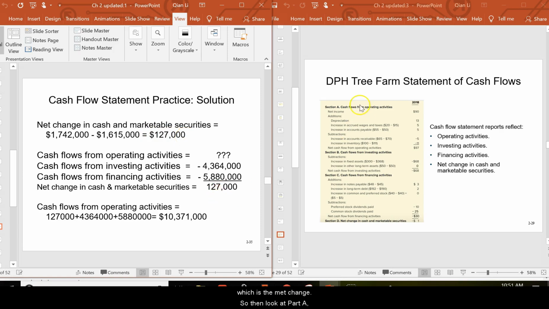So then look at parts A, B, C, and then section D. How much does the cash flow from operating activity have to be so that the total amount will make a positive $127,000? So the result is a little bit over $10 million. So this company has made over $10 million, and because of that, even after they spend so much money in investing and financing, they still have an increase in the cash balance over 2018.